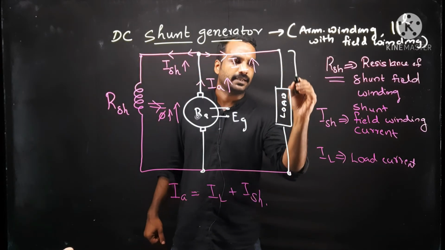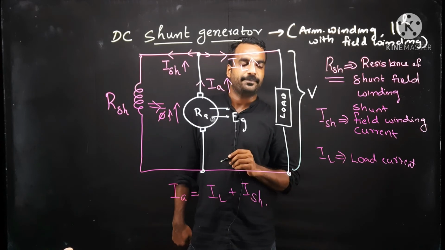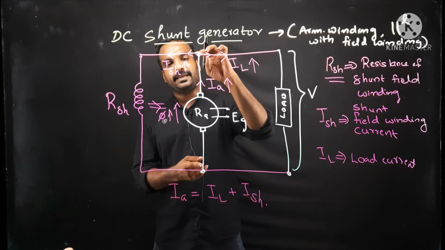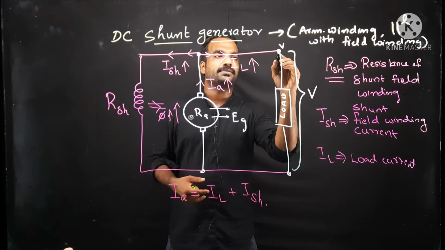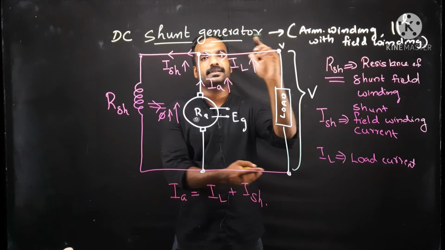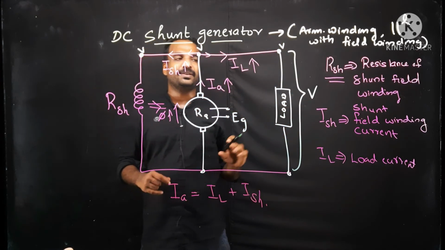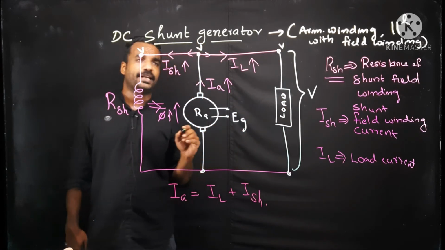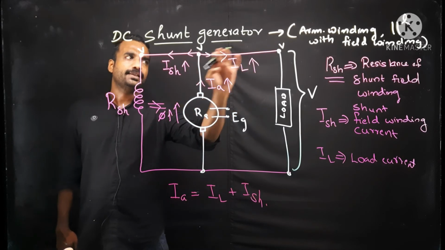Now let me mark terminal voltage V. This is the terminal voltage V, and this is the generated EMF EG, and these three branches are parallel. So parallel means the terminal voltage V appears here, here also voltage is V, here also voltage is V, because all the parallel nodes have the same voltage. So V is the voltage of all the three top nodes.